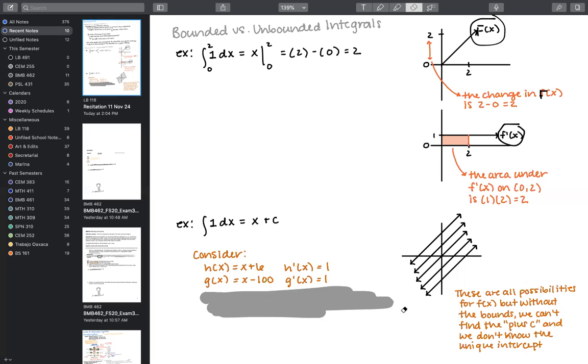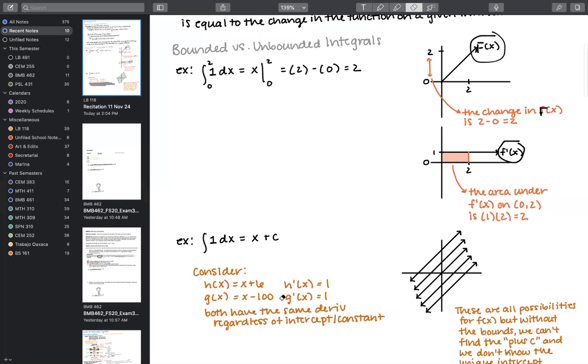So to read this little note I've got down here, these are all possibilities for f of x, but without the bounds, we can't find the plus c, and we don't know the unique intercept. And so again, both have the same derivative, regardless of the intercept or constant. So any questions on bounded versus unbounded integrals before we move into the formulas and examples?